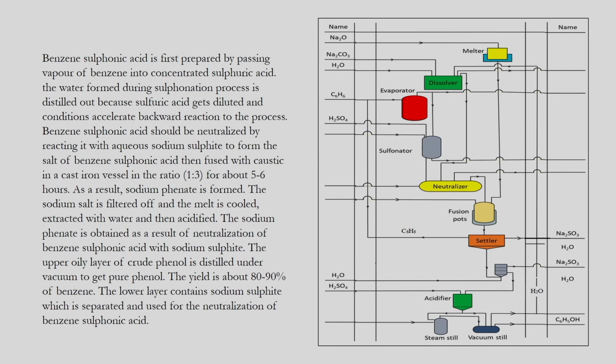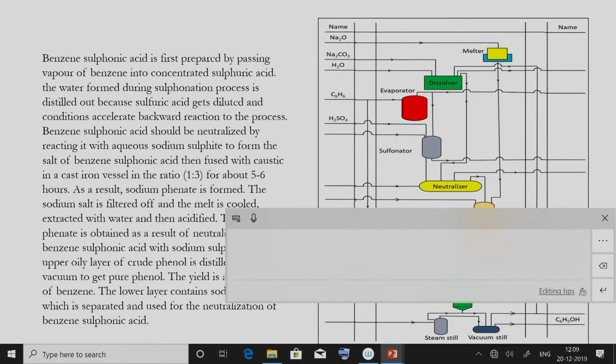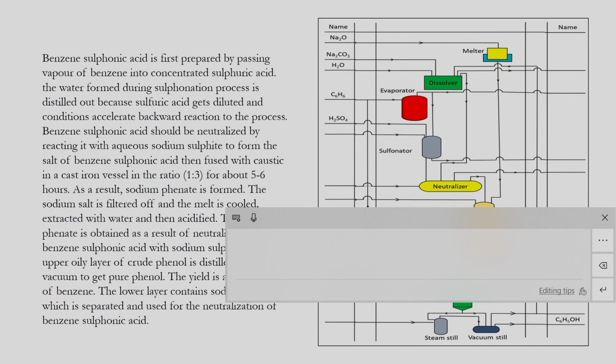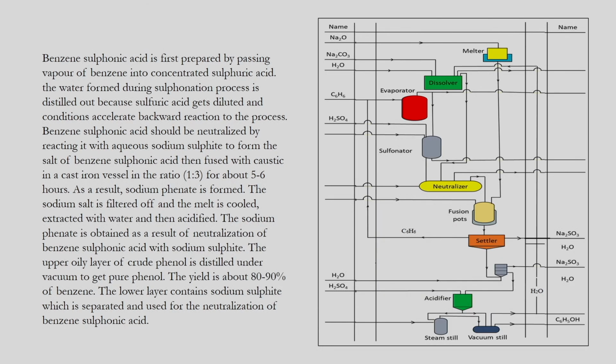Now, let us discuss this process flow chart for the production of phenol. In this case, you will see that benzene sulfonic acid is first prepared by passing a vapor of benzene into concentrated sulfuric acid. In that case, the water formed during the sulfonation process is actually distilled out because the sulfonic acid gets diluted and the conditions accelerate backward reactions in the process.